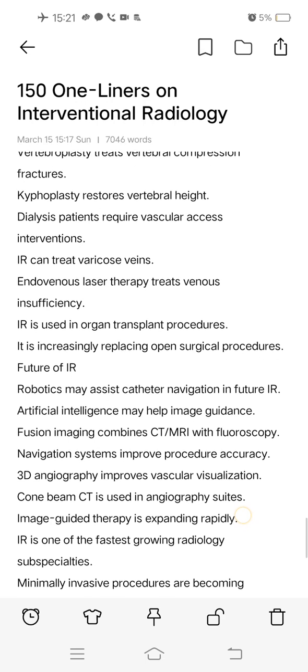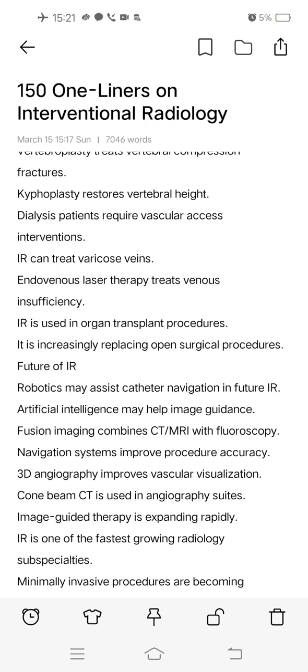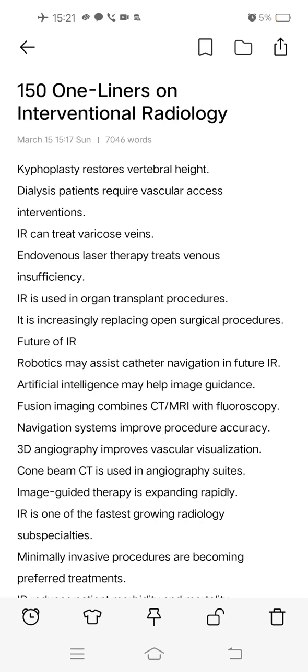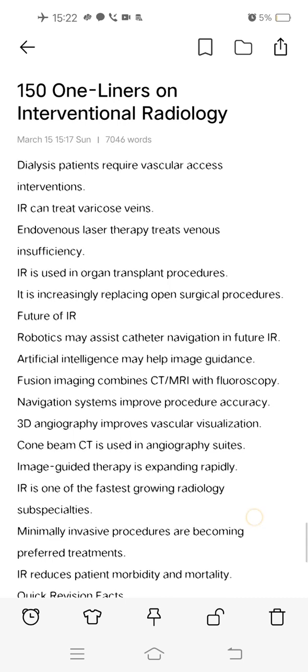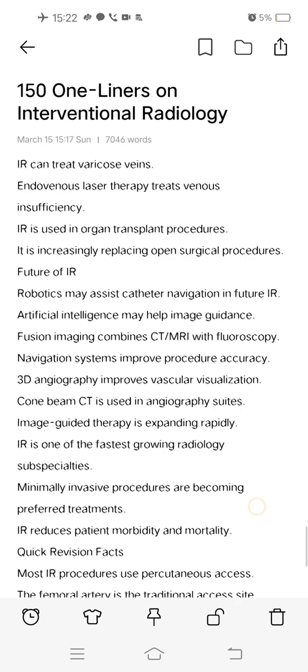Future of interventional radiology. Robotics may assist catheter navigation in future interventional radiology. Artificial intelligence may help image guidance. Fusion imaging combines CT or MRI with fluoroscopy. Navigation systems improve procedure accuracy. 3D angiography improves vascular visualization. Cone beam CT is used in angiography suites.